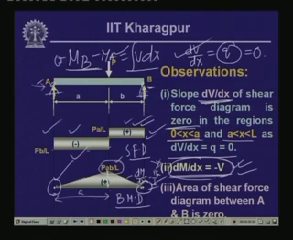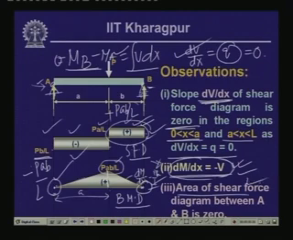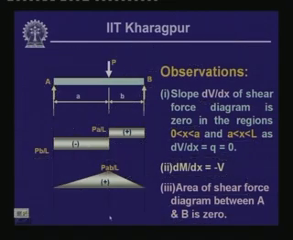Now, let us look into the shear force diagram between these two points. Here this is Pb by L, which is negative, multiplied by a. So this is minus Pab by L, and over this region we have Pa by L multiplied by b, which is plus. So we have Pab by L plus. If we sum them up, this gives us 0. So again this satisfies that the area of the shear force diagram between A and B is equal to 0. So these are the observations from this particular diagram.